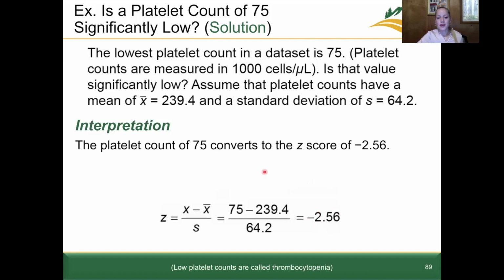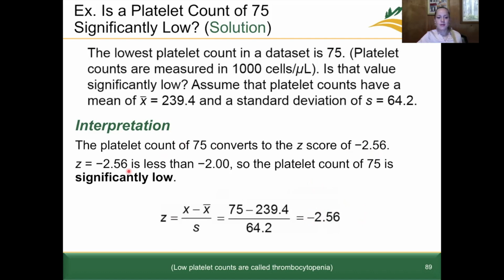So a platelet count of 75 converts to this z-score. Now, this z-score is less than negative 2.00. That's our cutoff for saying if a number is significantly low. So here, yes, this platelet count of 75 is considered significantly low. And here's the medical name for low platelet count in case you may be interested in going to medical school or going into being a physician's assistant. It's thrombocytopenia. That's not something you need to recall for our statistics class, but there it is.